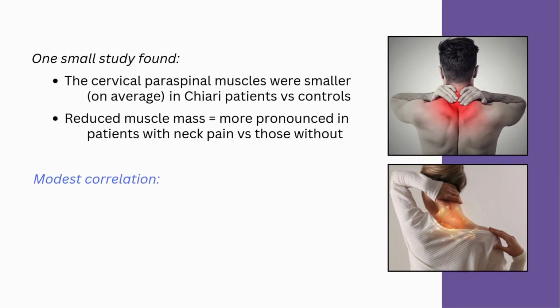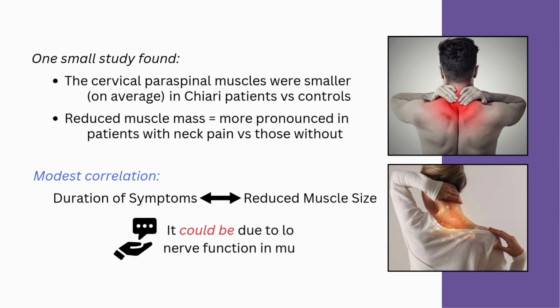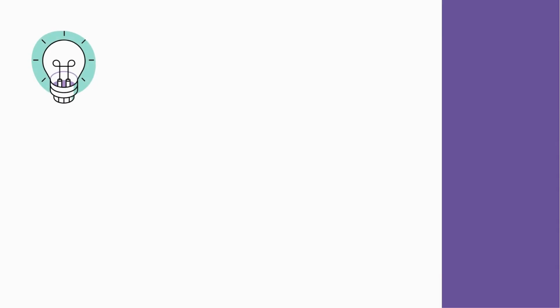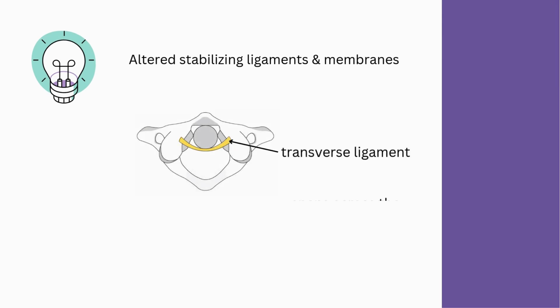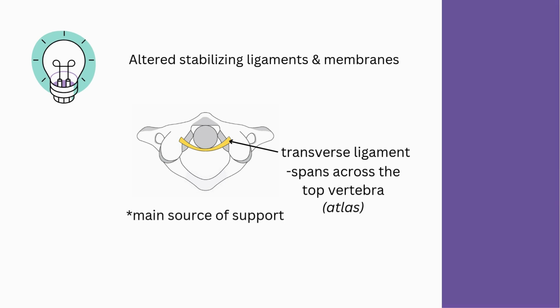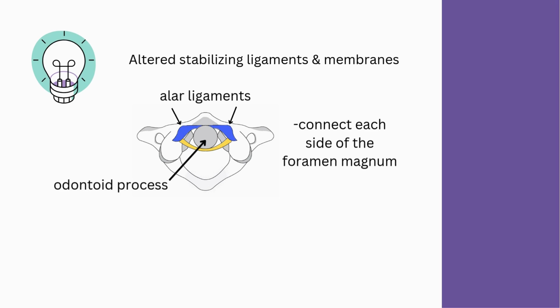In this study, there was a modest correlation between duration of symptoms and reduced muscle size, suggesting that it could be due to loss of nerve function in the affected muscles. Research has also found altered stabilizing ligaments and membranes in Chiari patients. The transverse ligament spans across the top vertebra, the atlas, and is the main source of support for the odontoid process. The alar ligaments connect each side of the foramen magnum to the odontoid process.